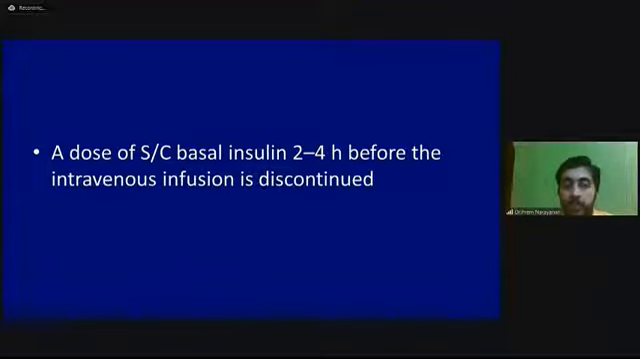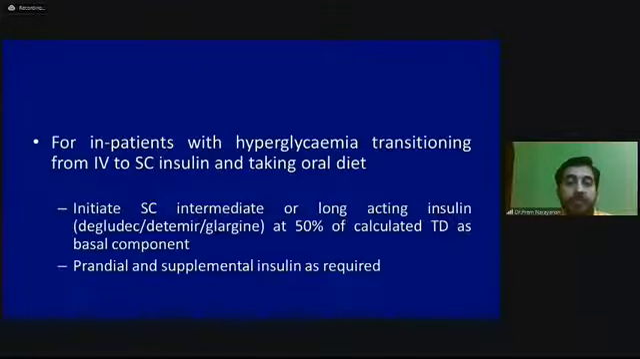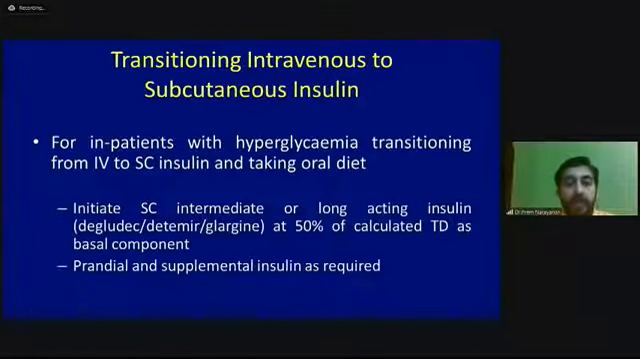Once the patient has improved and is going to start taking feeds orally, and you are transitioning from the infusion to subcutaneous, a dose of subcutaneous basal insulin should be given 2 to 4 hours before the intravenous infusion is discontinued. Then, transitioning intravenous to subcutaneous insulin.